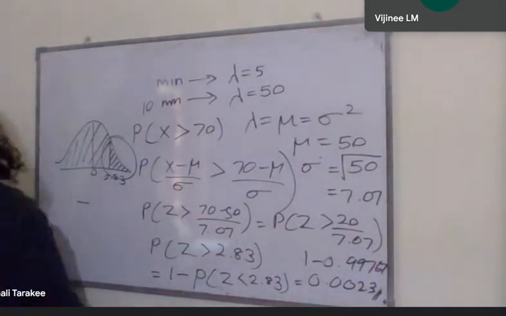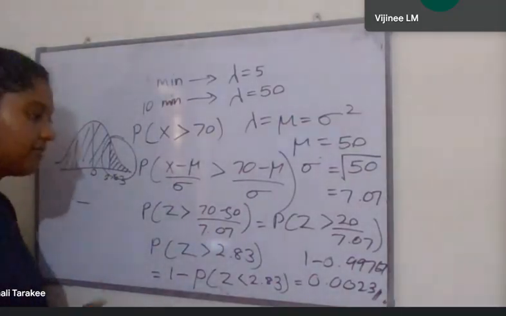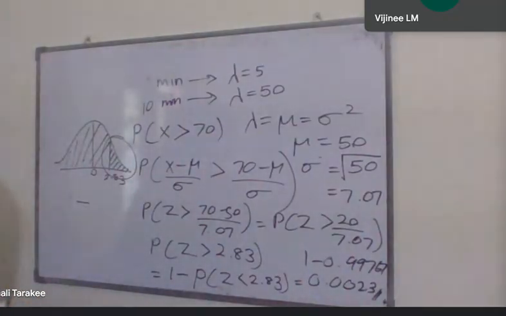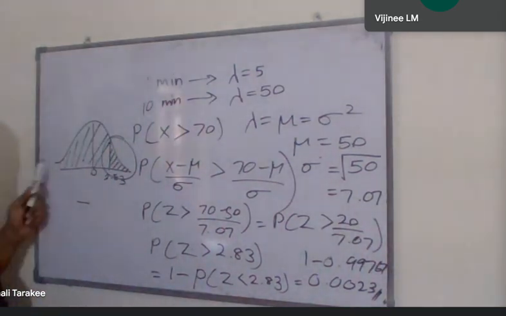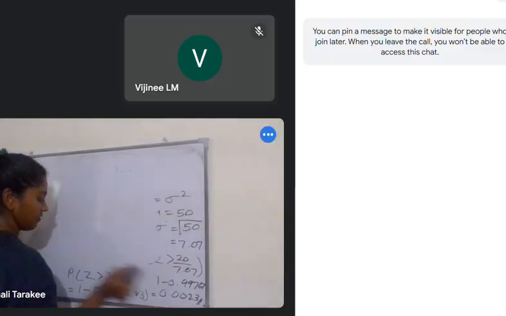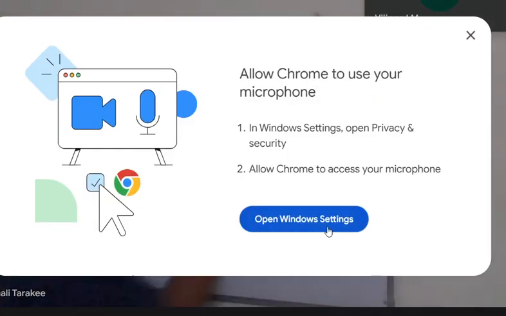Okay, question 2 is done. The entire question was on Poisson distribution. We'll move to the next one. Any questions before we are moving? Like you want to ask about any of them? Okay. Next one.